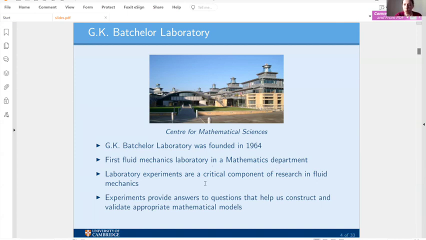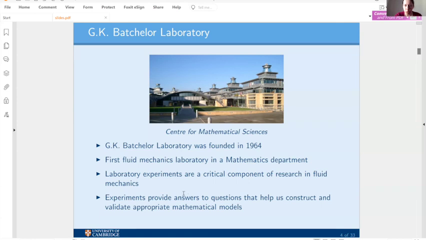Now, you may ask, why do we need a fluid mechanics laboratory as a part of the mathematics department? And the answer to this question is that laboratory experiments are a very crucial component of fluid mechanical research. By conducting a carefully designed experiment, we can gain insight into certain aspects of a fluid dynamical problem, and then we can use those insights in order to construct and develop theoretical models and also to validate numerical simulations.